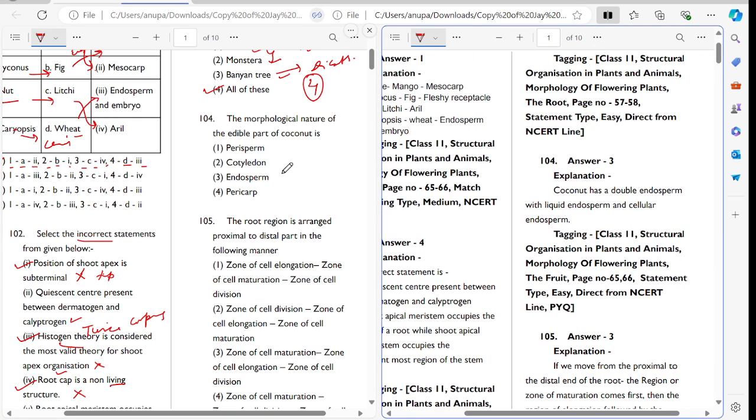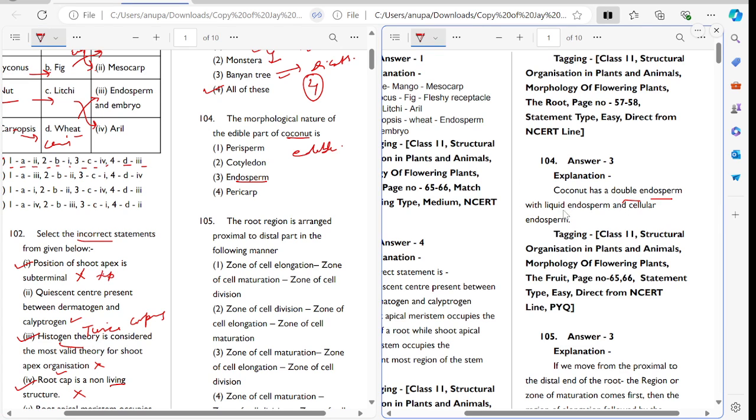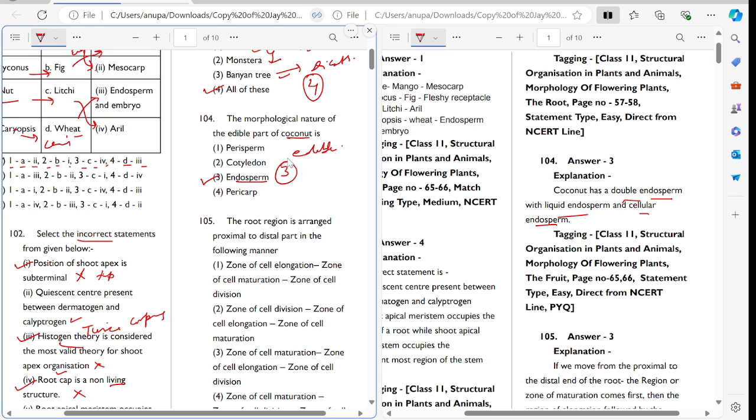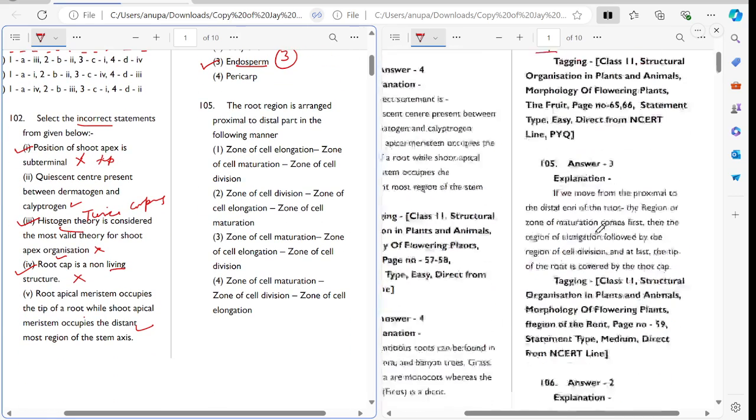The question number 104 states that the morphological nature of the edible part of coconut is. So what is the morphological nature of coconut? We know that in coconut, the endosperm is the edible part. Coconut has double endosperm with liquid endosperm and cellular endosperm. So the answer for this question will be option 3, endosperm.